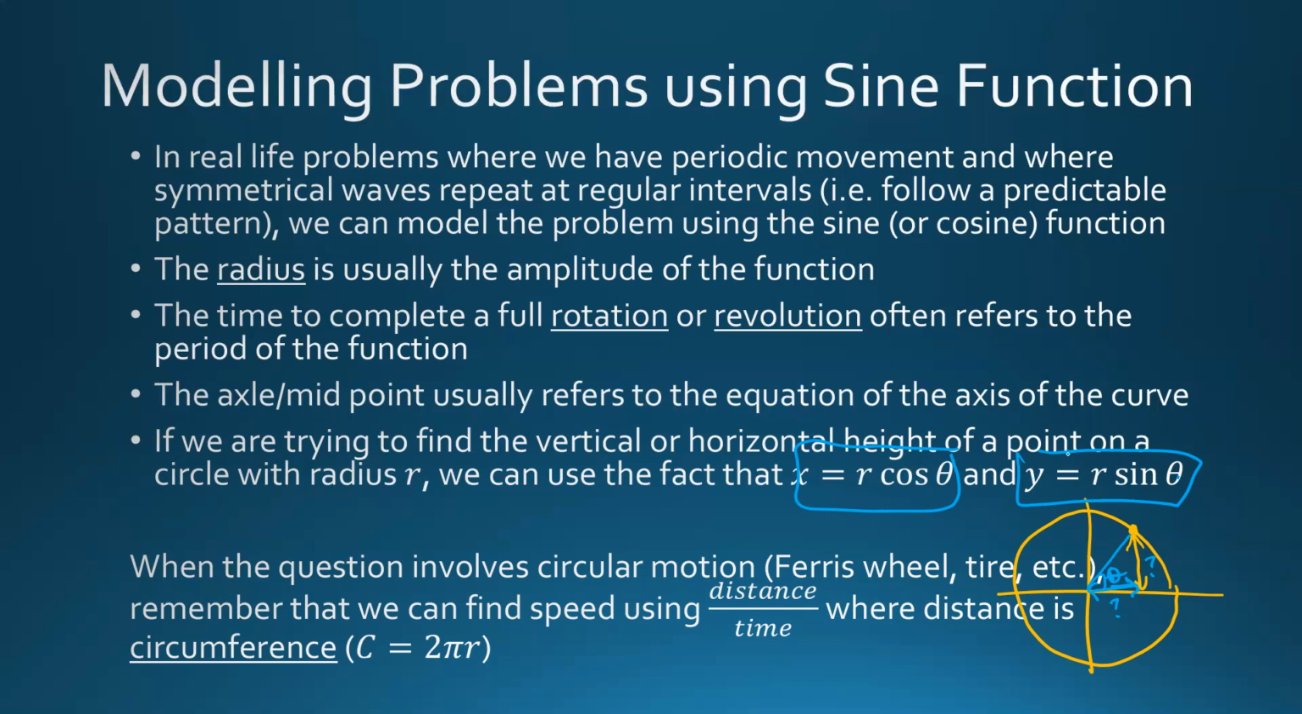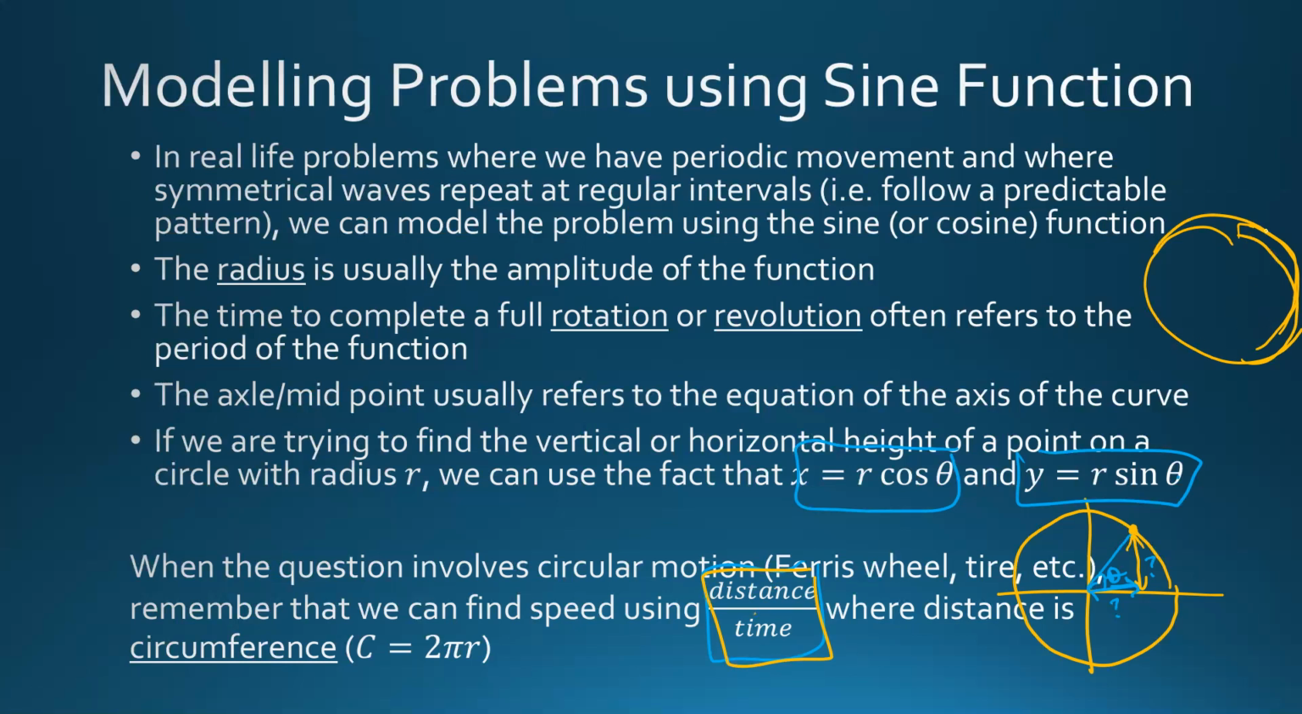And the last thing I want to talk about is any questions that deal with speed, or how fast something is moving. If it ever asks you for speed, you want to remember the formula for speed. You actually learned this in grade 9. Speed is distance over time. So if the question is saying, how fast is the Ferris wheel moving, or how fast is that ball moving, or how fast is it rotating around, whatever the question might be, a lot of times it will have to do with how far you have moved divided by how long it took you to move all the way around.